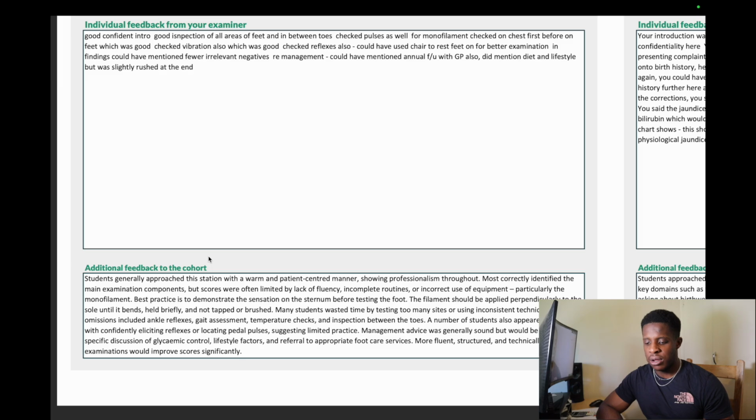Common omissions include ankle reflexes, gait assessments, temperature checks, and inspection between toes. A number of students also appeared unfamiliar with confidently eliciting reflexes or locating pedal pulses, suggesting limited practice. Management advice was generally sound but would be improved by specific discussion of glycemic control, lifestyle factors, and referrals to appropriate foot care services. More fluent, structured, and technically proficient examinations would improve scores significantly.